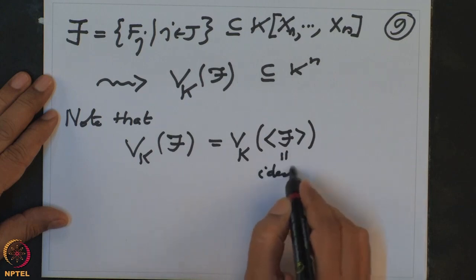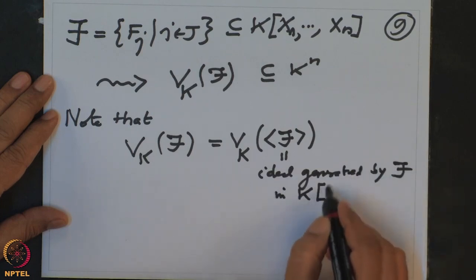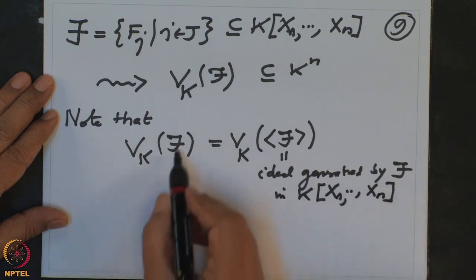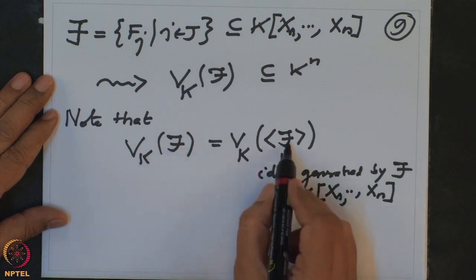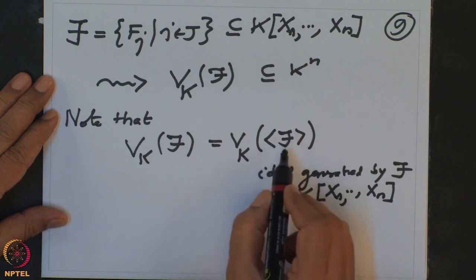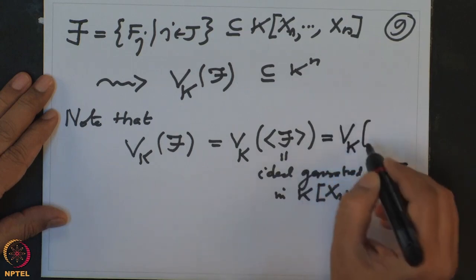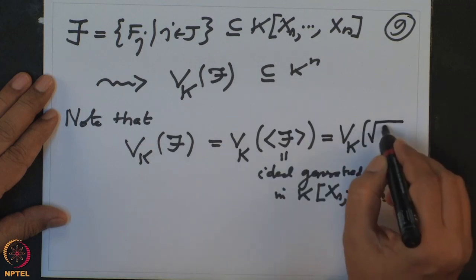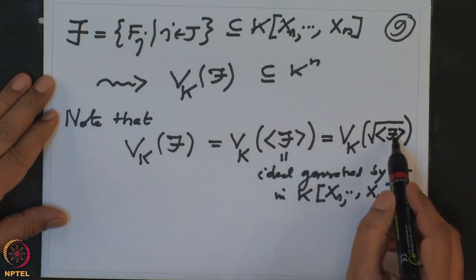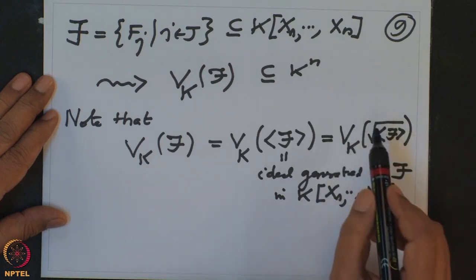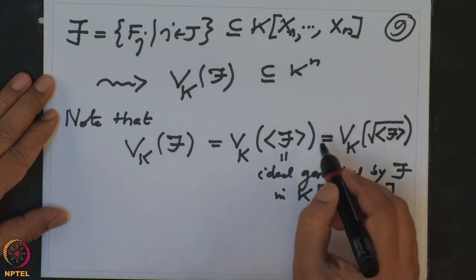This is the ideal generated by the set F in k[x1,...,xn]. Because this is the set of all points at which all the polynomials in F vanish, but these are all polynomial linear combinations of F. So if all the polynomials vanish, then the polynomial linear combinations will also vanish. So this is really easy. And the second equality is that V_k of the ideal, not only the ideal, the radical of that ideal, is also equal, because a polynomial belongs to the radical if a power belongs to the ideal. So if the power vanishes, because we are taking the images in the field k, then the original polynomial also vanishes. So therefore, these equalities.